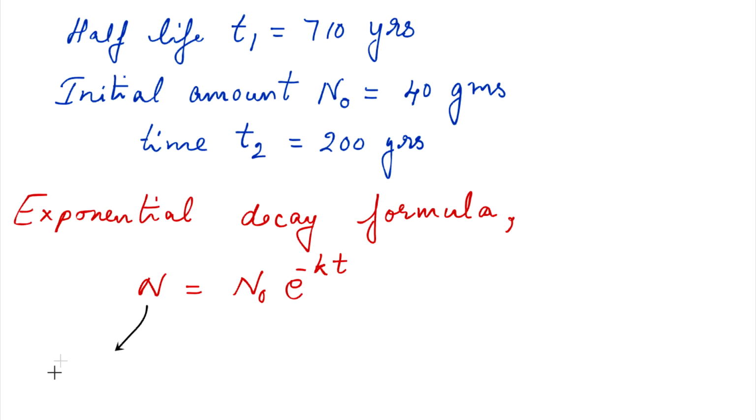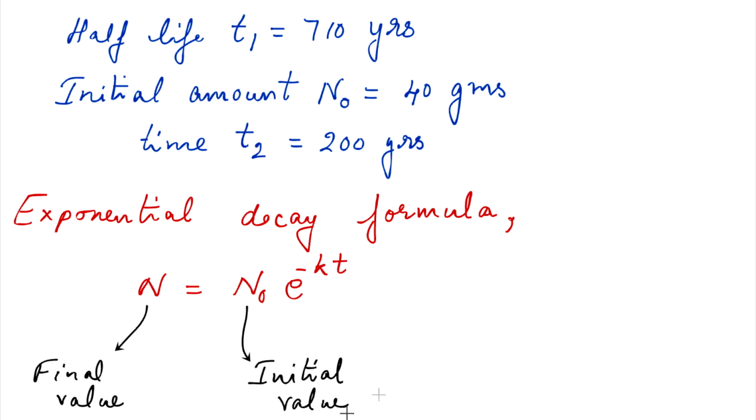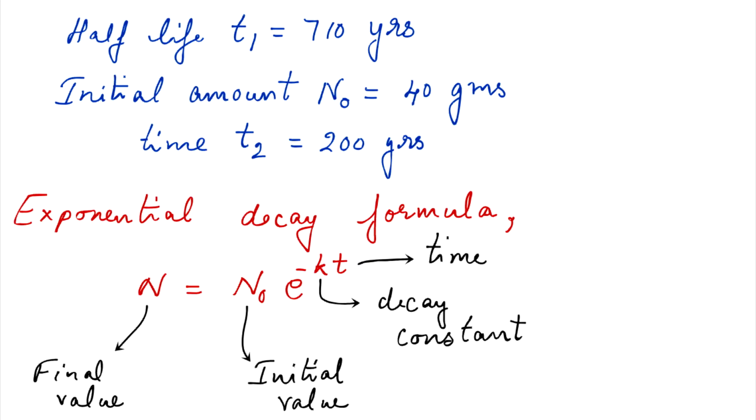Okay. Now N denotes the final value of a radioactive substance. In this case, it's silicon-32. N0 is the initial amount, and the amount of this substance has already been given to us in the question. So this is our initial, and K is the decay constant. Like I mentioned, it could be a growth constant as well. And we also have the time T. Well, T obviously denotes the time. Okay, so this describes the entire formula.